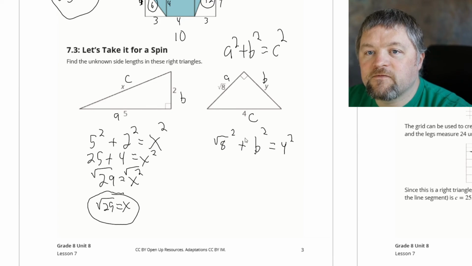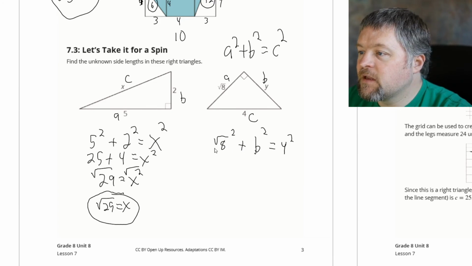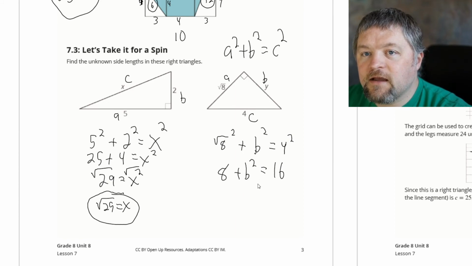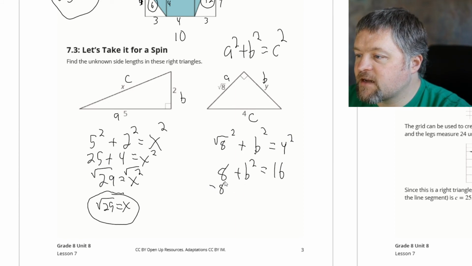Okay, now let's solve this equation for B. Square root of 8 squared is 8 plus b squared equals 4 squared is 16. 4 times 4 is 16. Now what do we have to do to get this b isolated? Subtract 8 from each side. B squared equals 16 subtract 8 is 8.